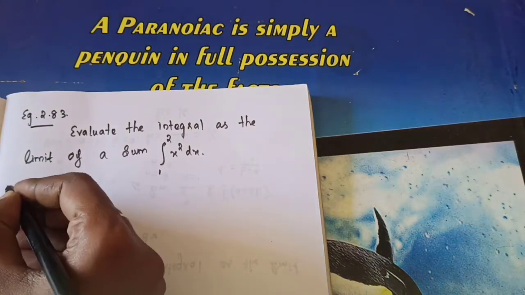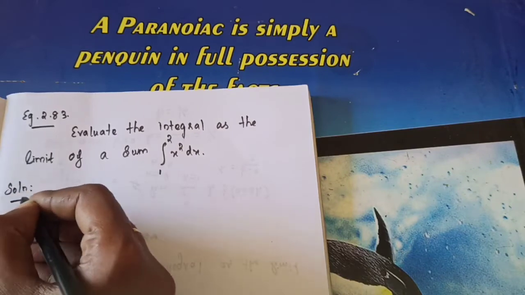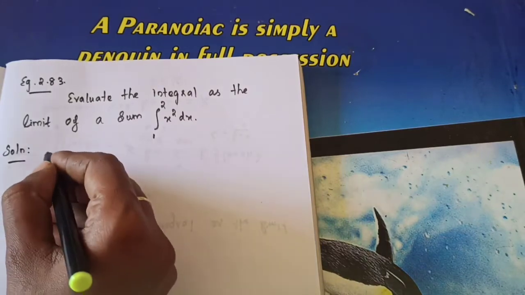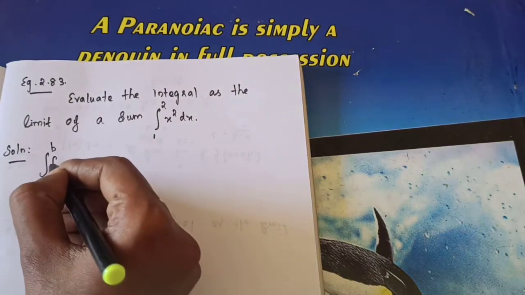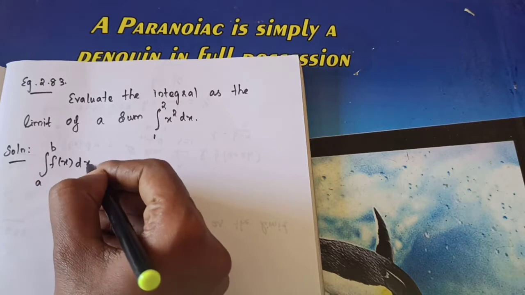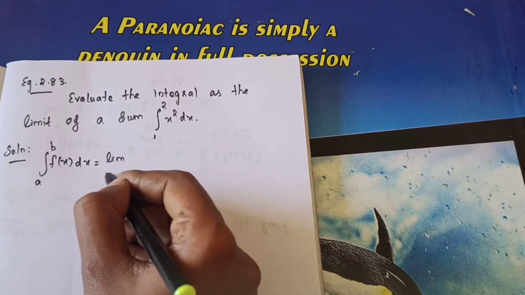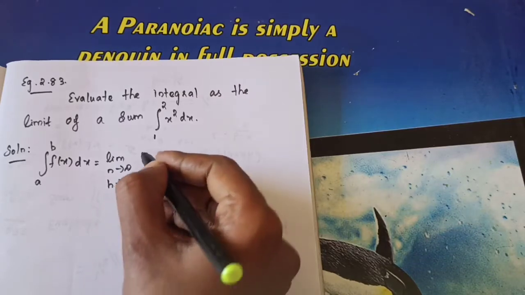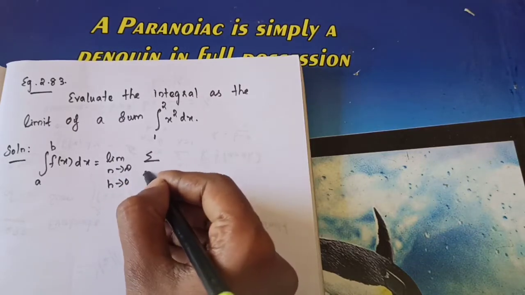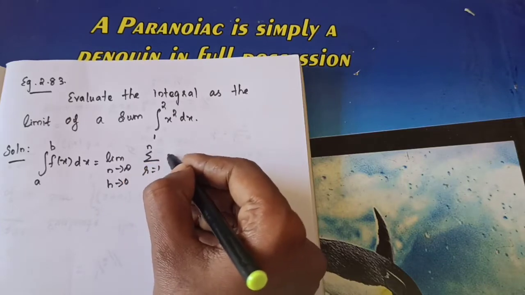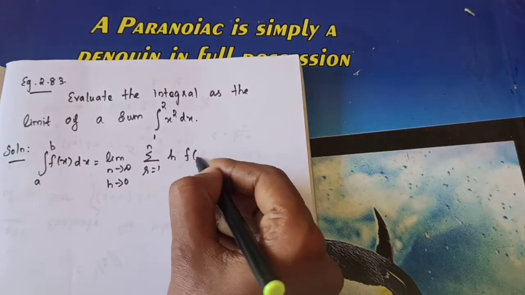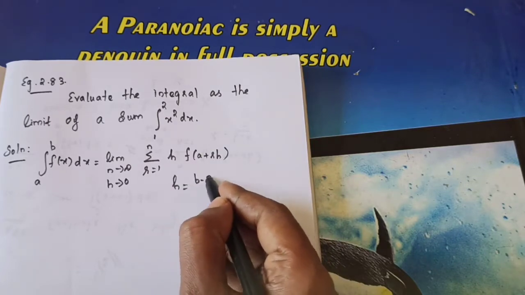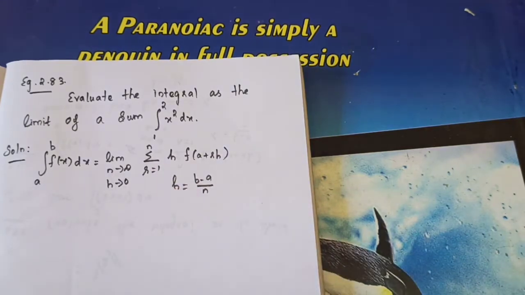Solution. First, what will you do? First, we will write the formula. Write down the formula first. Integral a to b f of x dx is equal to limit n tends to infinity, h tends to 0, summation r equal to 1 to n, h into f of a plus rh. What's the h? b minus a by n. So this is the formula.